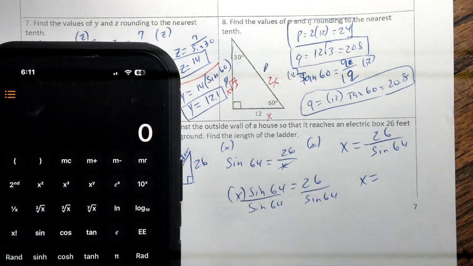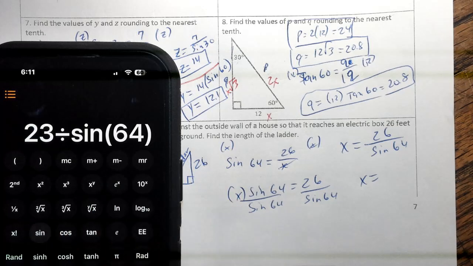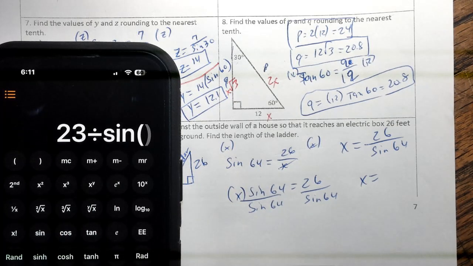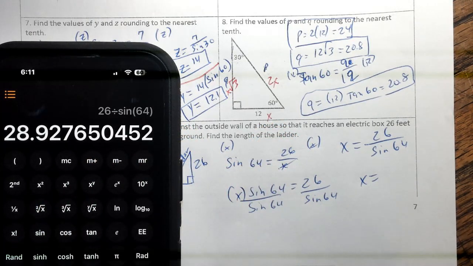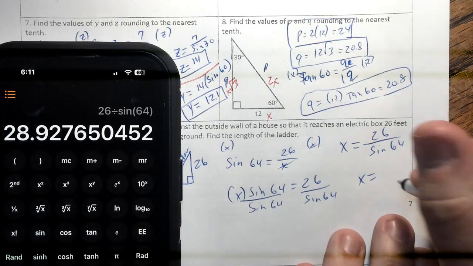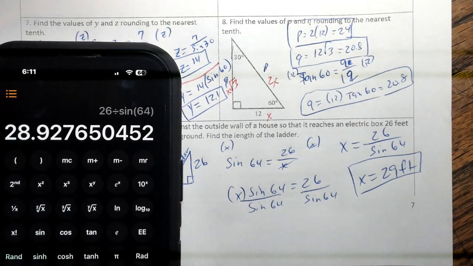All right, so 26 divided by sine 64, 26, not 23. So 28.9, we're rounding that to 29. So it's a 29-foot ladder, which is a lie. I don't think there is one.